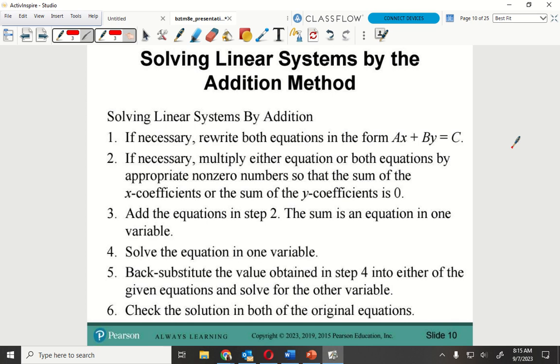Okay. So, anyone walk in here super late and still don't know what they're doing? We're on 7.3 in our notebook that we started on Tuesday. All right, so solving linear systems by the addition method.